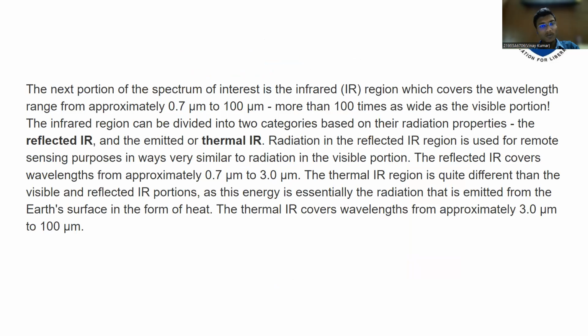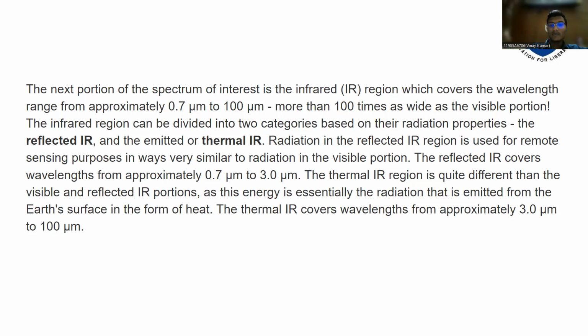The next portion of the spectrum of interest is the infrared (IR) region, which covers the wavelength range from approximately 0.7 to 100 micrometers, more than 100 times as wide as the visible portion. The infrared region can be divided into two categories based on the radiation properties: the reflected IR and the emitted or thermal IR radiation. The reflected IR region is used for remote sensing purposes in ways very similar to radiation in the visible portion. The reflected IR covers wavelengths from approximately 0.7 micrometers to 3.0 micrometers.